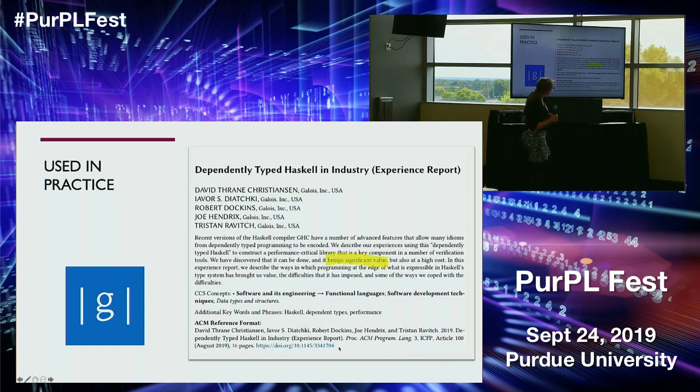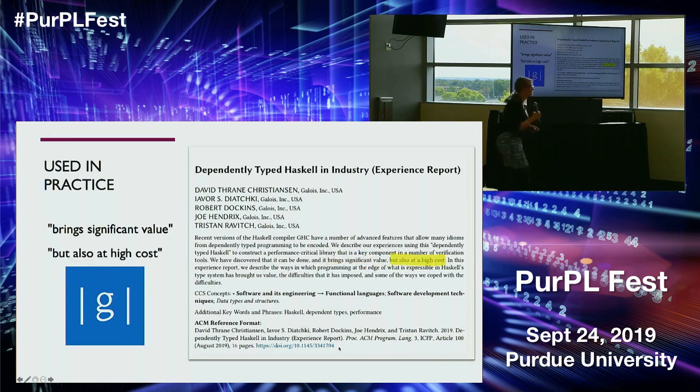And I'm going to highlight two things from their abstract. One thing they say is that dependent types bring significant value, and they will be happy, but also at a high cost. And that's where we have more work to do. So what's going on? Why is there a high cost? What can we do about it? How can we make it easier for them and for anybody else who would like to use dependent types in their work?